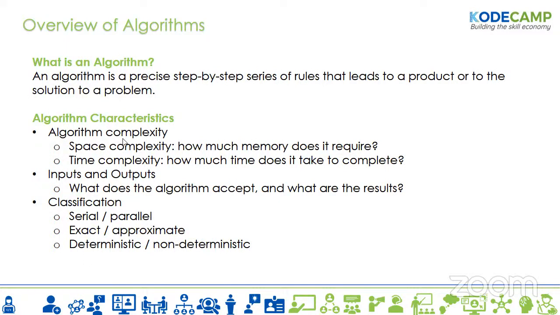So when we have the complexity, which involves space and time, once you hear space, you'll be thinking of memory. Once you hear time, you're thinking of how long. Then you have the inputs and outputs. What does it accept? What does it return? And then you have classifications according to this.